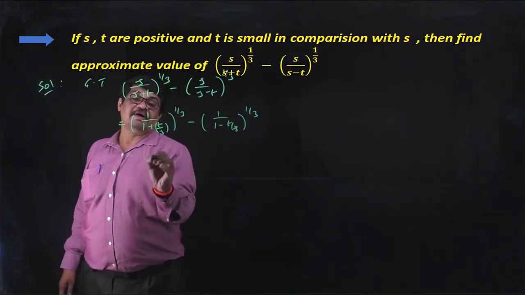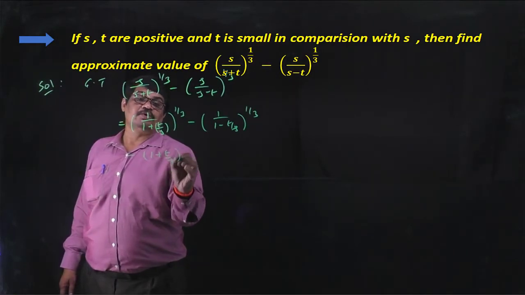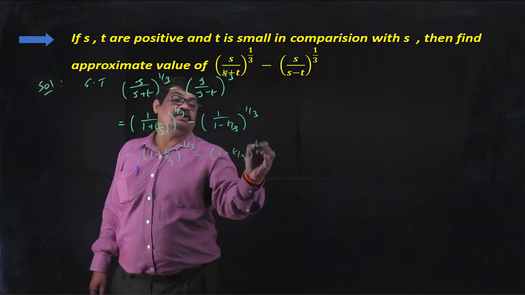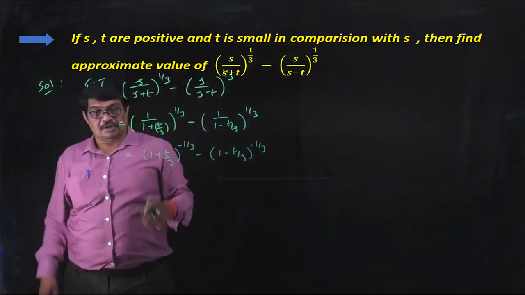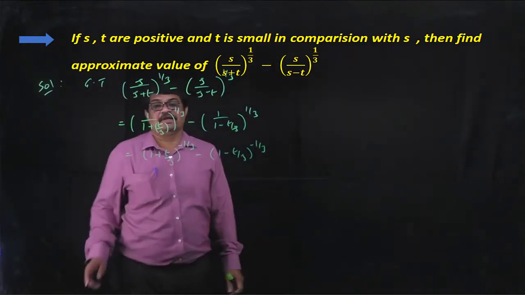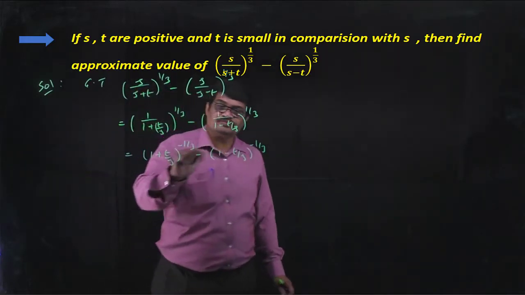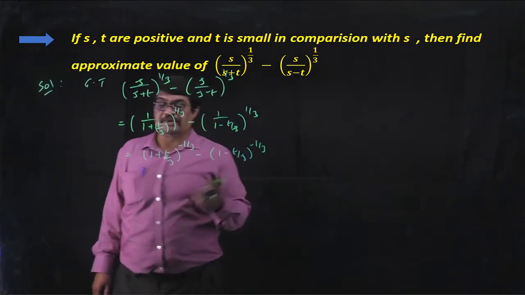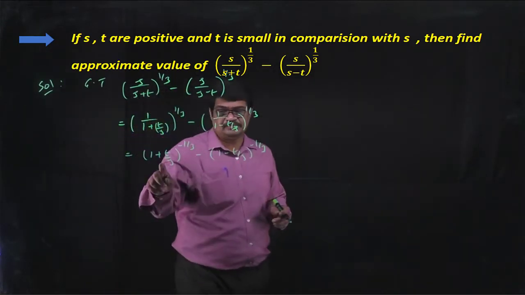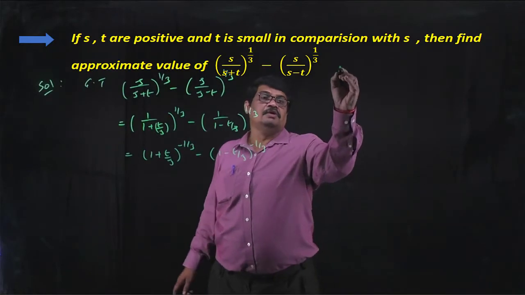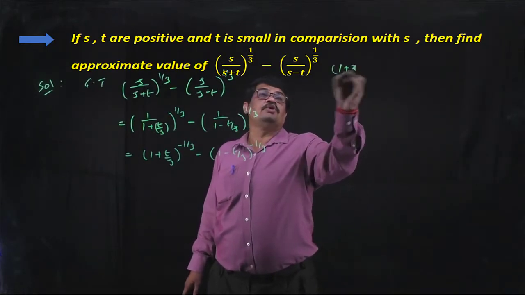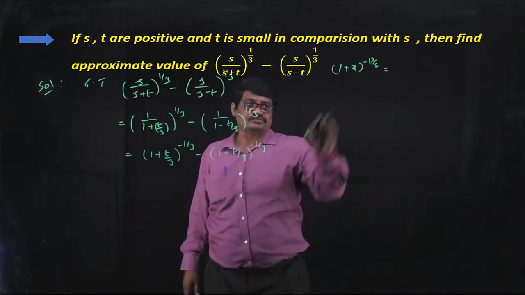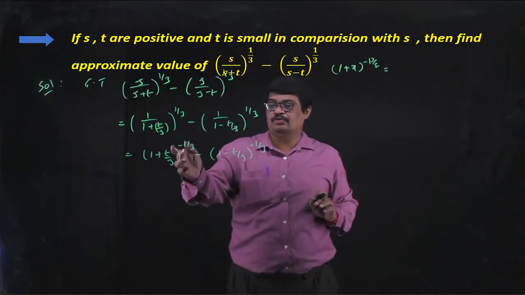Now this can be written as (1 plus t by s) whole power minus 1 by 3, and here also (1 minus t by s) whole power minus 1 by 3. This is coming to the numerator, then we get the minus. Now we are expanding this expression using the formula for (1 plus x) whole power minus p by q.